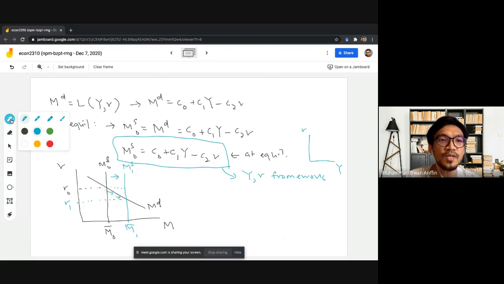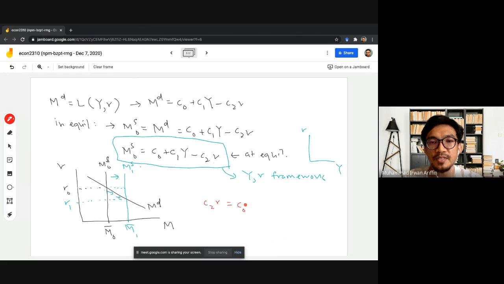So now what we can do is rearrange this term, such that we put R on the left-hand side of the equation because it is the dependent variable. So the negative C2R, I'm going to bring it to the left-hand side of the equation, so this would be positive. We're going to add C2R from both sides. And similarly, we're going to subtract this MS from both sides.